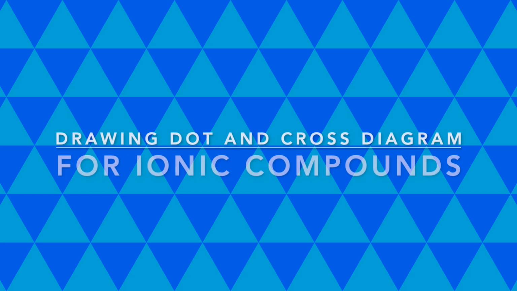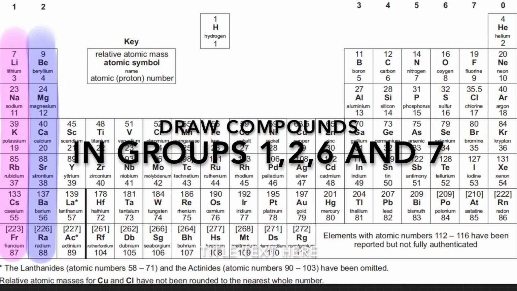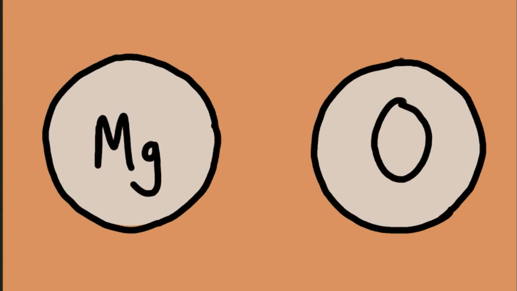Today we're going to have a look at drawing dot and cross diagrams for ionic compounds. We only need to focus on groups 1, 2, 6 and 7. Okay, let's have a look at the bonding in magnesium oxide.